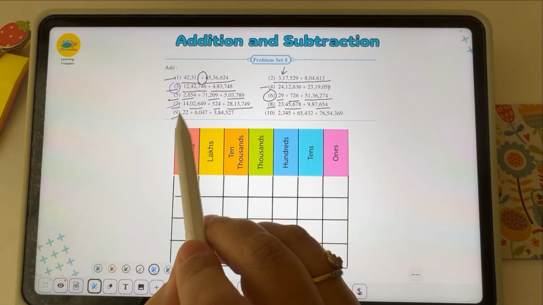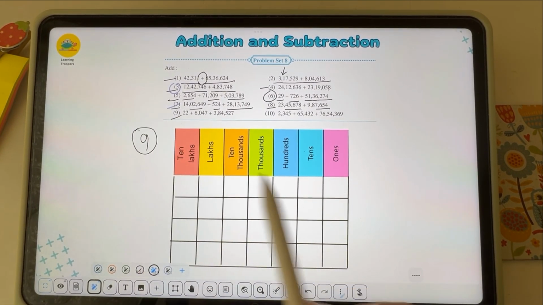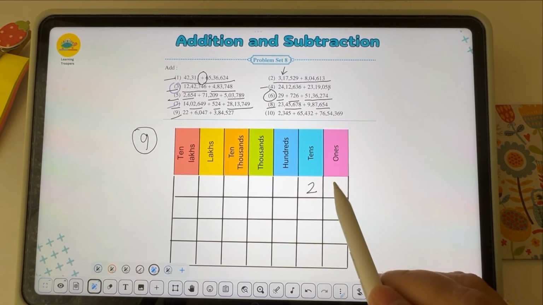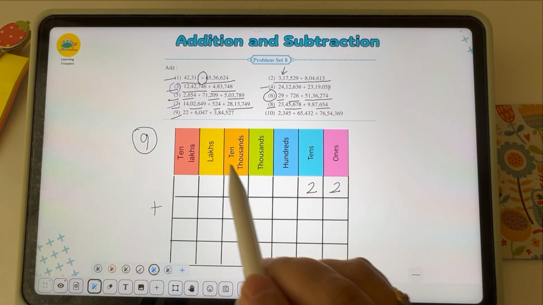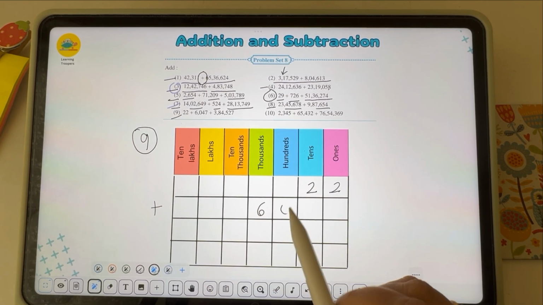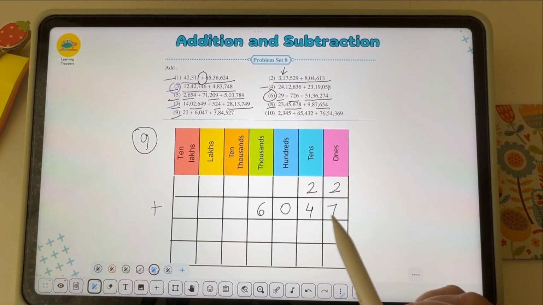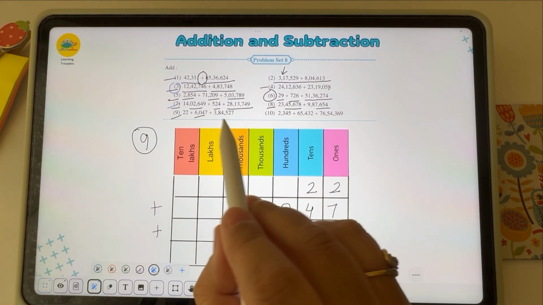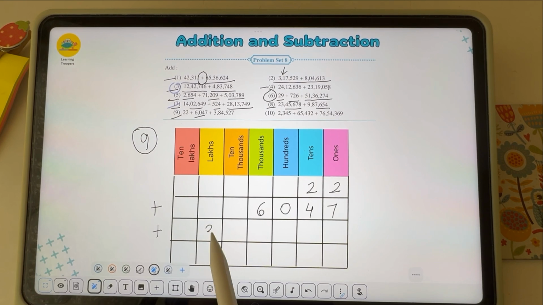Let's look at sum number 9. 22 plus 6,047 plus 3,84,527.